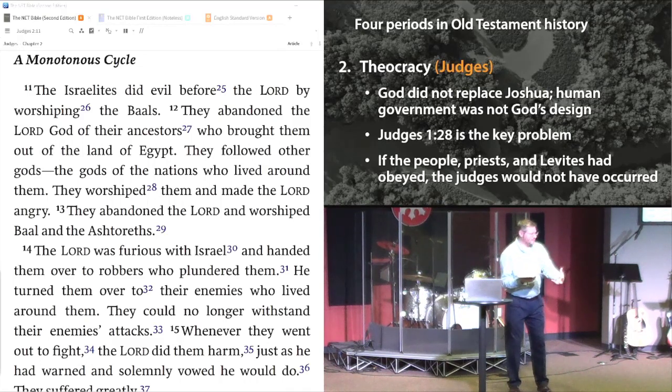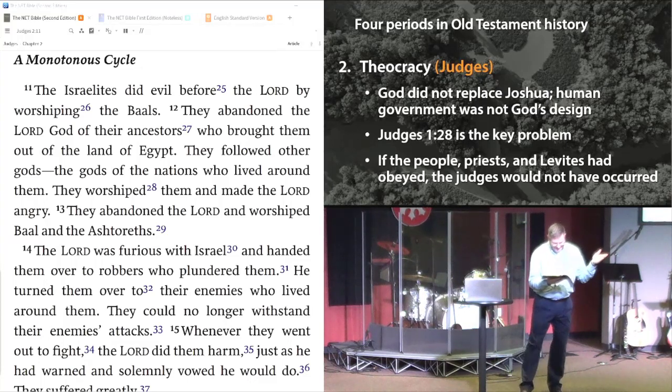If you don't get rid of this stuff, if you don't get rid of the people, if you don't kick them out, you don't have to kill them all, but if you don't kick them out, you're going to be tempted to worship all these things. And that's exactly what they did.